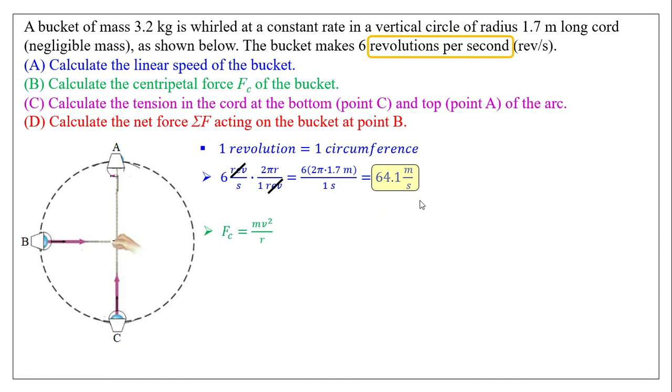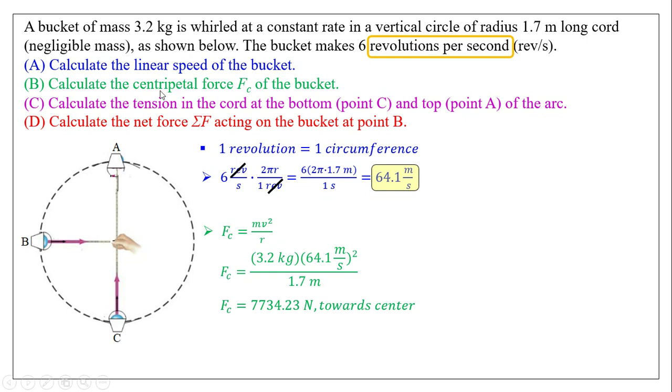Part B asks for the centripetal force. The formula for centripetal force is mv squared divided by r, v being your tangential speed. Here, mass is 3.2 kilograms, the tangential speed I already found is 64.1, and we square that, divided by the radius of the vertical circle, which is 1.7 meters. If you punch this all in the calculator, you should get about 77,734.23 newtons. And here I include the direction, towards the center.